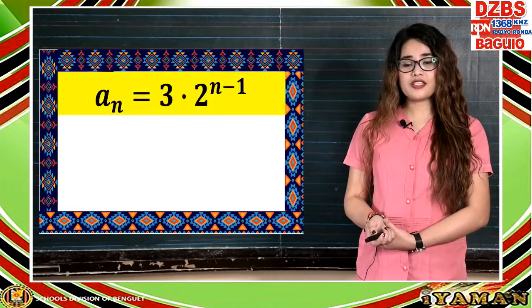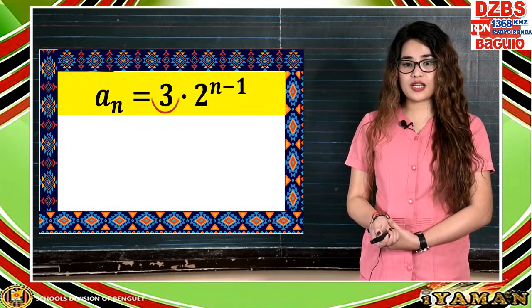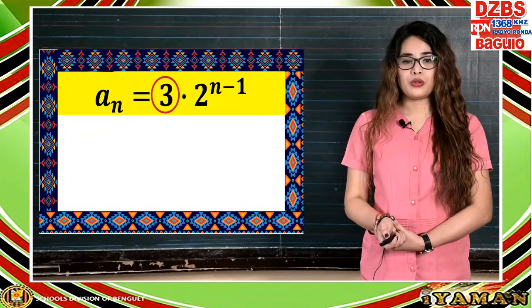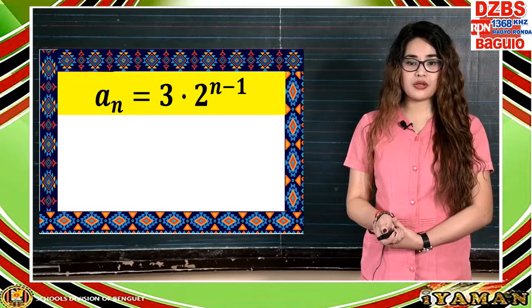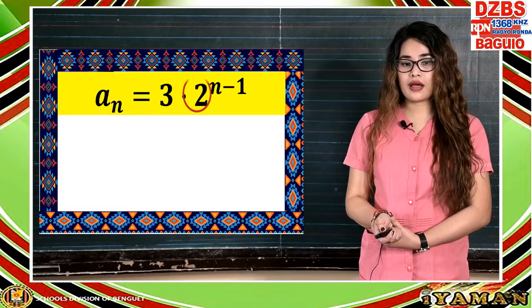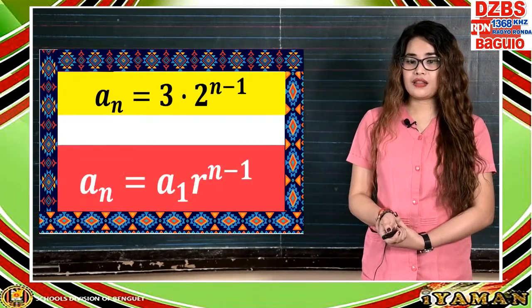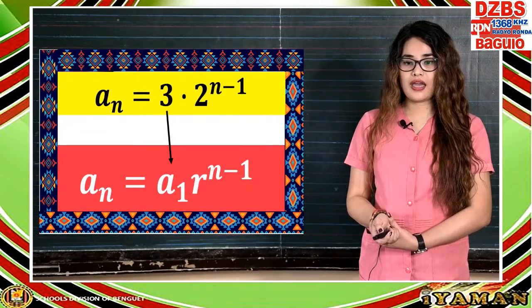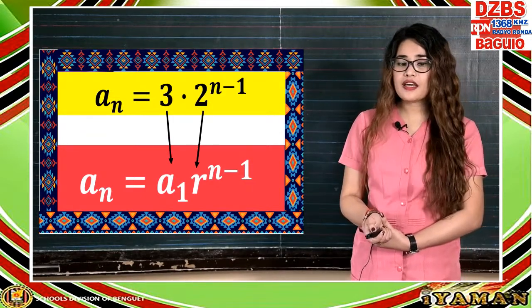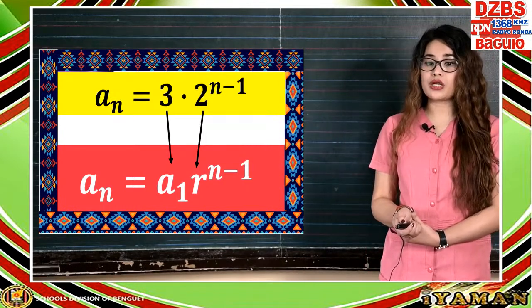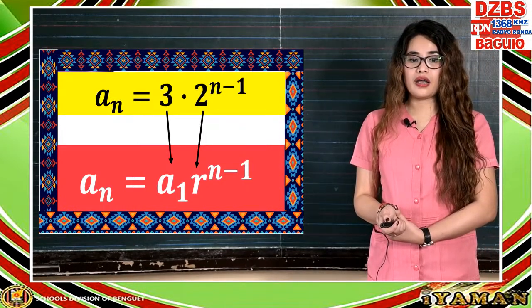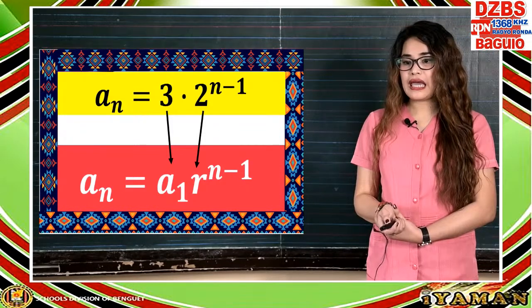So, now that we've got a rule for this sequence, let's see if we can make a rule for any sequence. We said that the nth term is 3, which was the first term, times 2, which was the common ratio, raised to the power n minus 1. But instead of writing 3 for the first term, let's just use the notation a sub 1. And instead of writing 2, which was the common ratio, let's write r. And the exponent is going to be n minus 1.